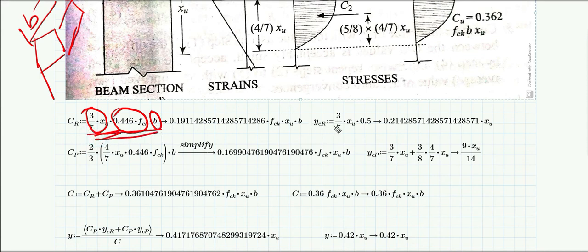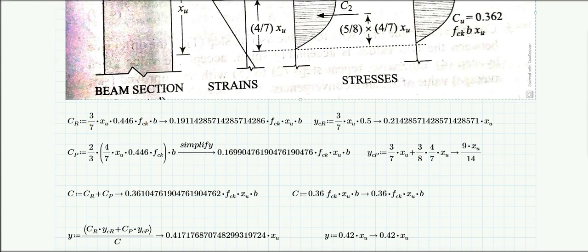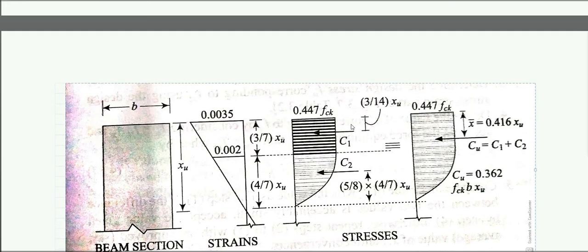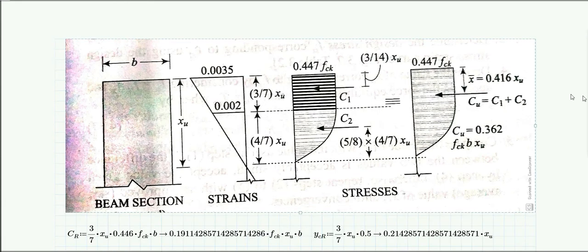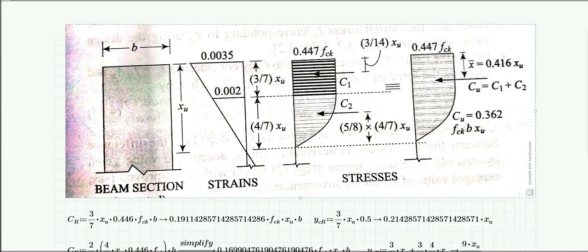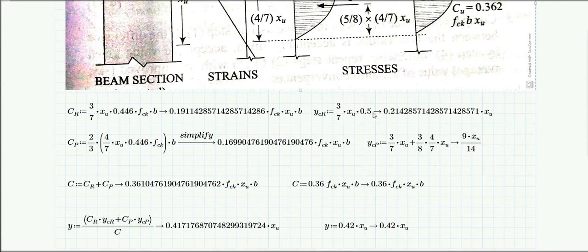Okay, and let's find out the depth of this, or where this particular force is going to act. Suppose this is C1, we have to find out the area, and where this particular C1 is going to act. As this is a rectangle, it is going to act at the center of this 3 by 7 XU, right, half of 3 by 7 XU. That will be the depth of the force C1 from the top fiber. So it will be 3 by 7 XU into 0.5.